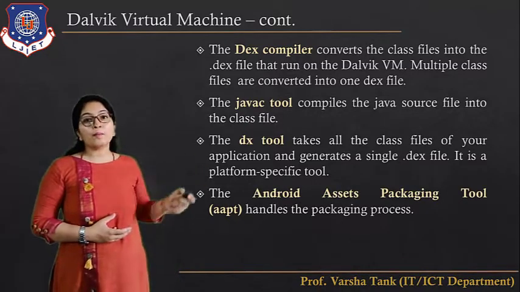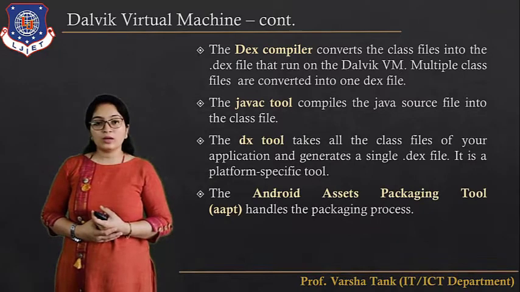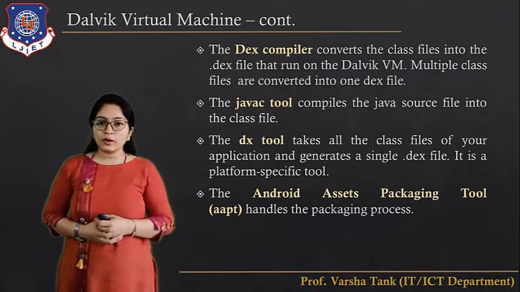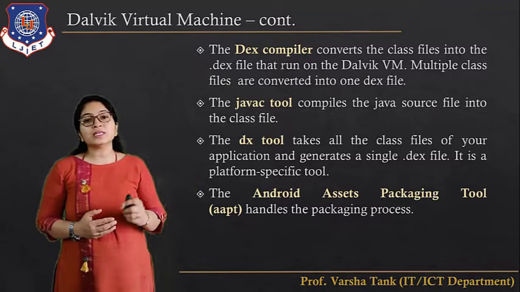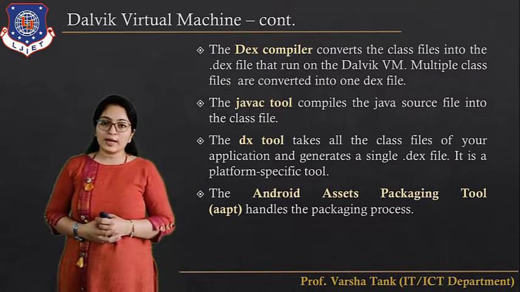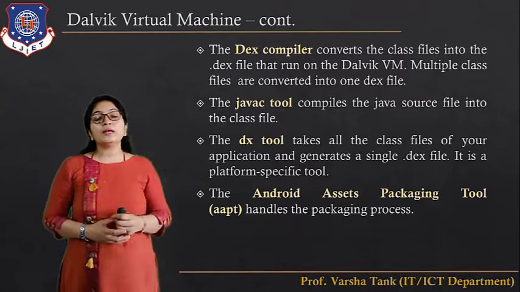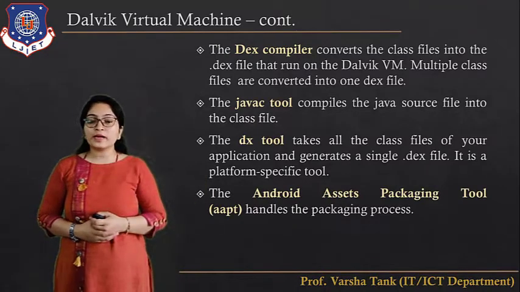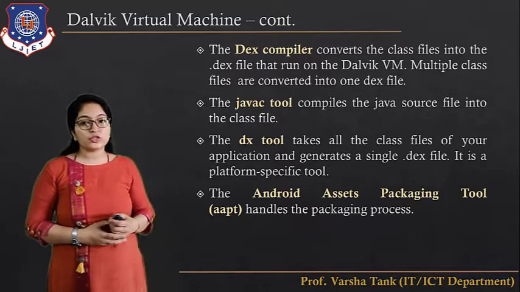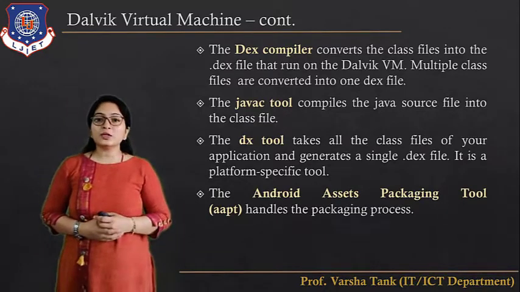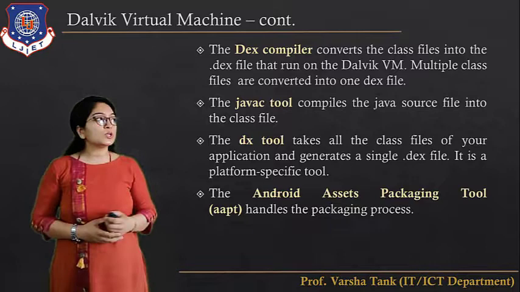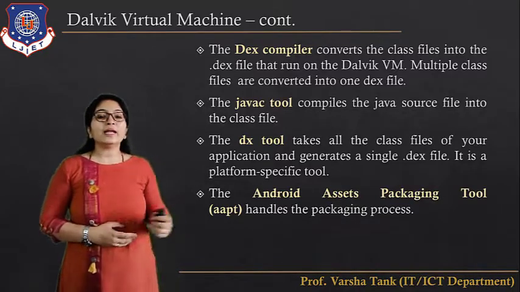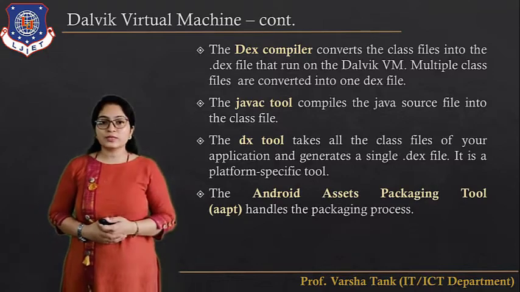The Java tool compiles the Java source file into the class file. The DX tool takes all the class files of your application and generates a single .dex file. It is a platform specific tool that runs on the Android machine. Then there is the Android Asset Packaging Tool, that is AAPT. It handles the packaging of the processes.